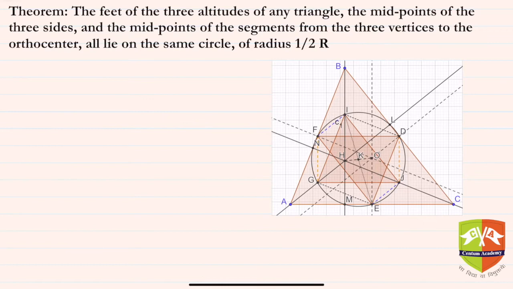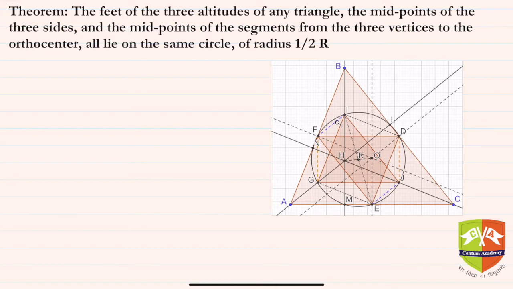Hello friends, so in the last session we had concluded that there are nine points within the triangle or on the triangle through which a circle passes, and that circle was called the 9-point circle.